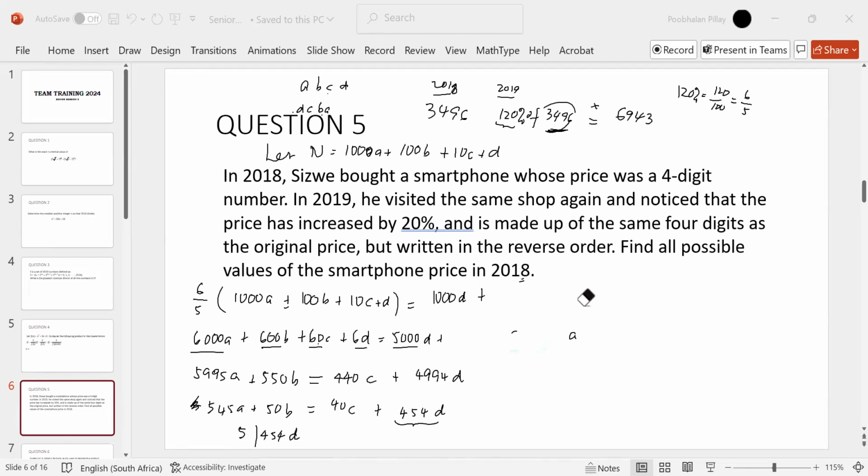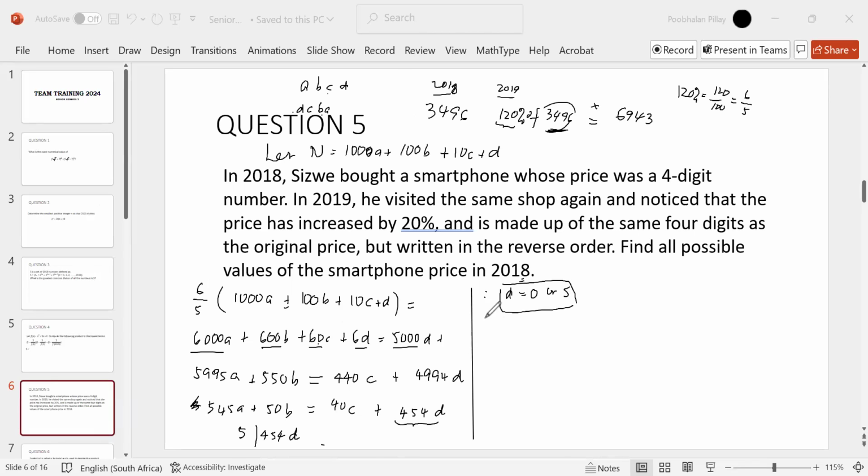Let me just create some space here. So from this last thing here, it means that D is either 0 or 5. I'm going to put a box like this because that's very important. I've got a value for D. Okay, so now the question is, what is D? Is D 0 or 5?